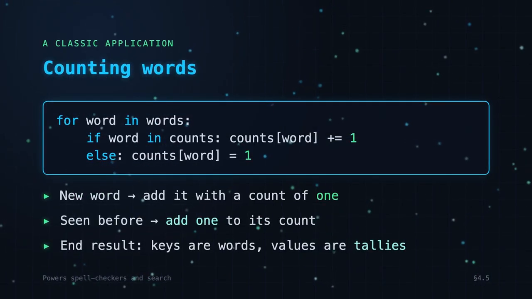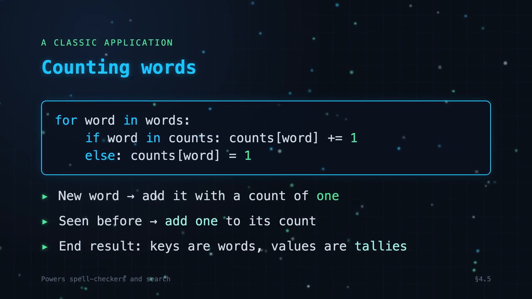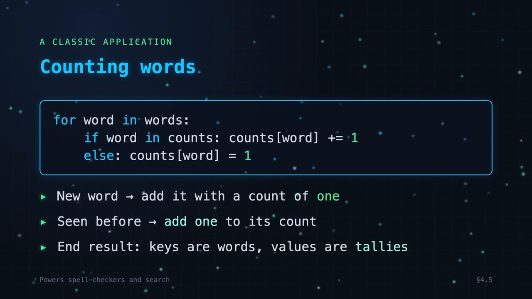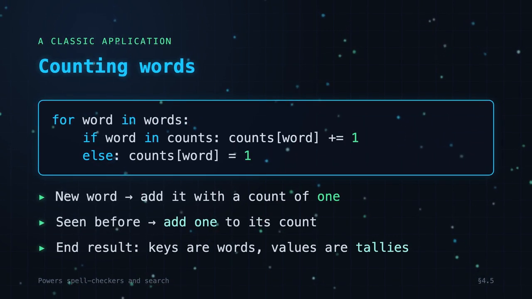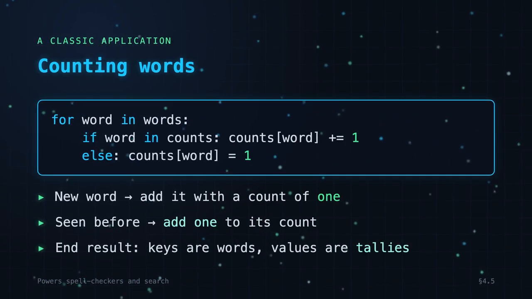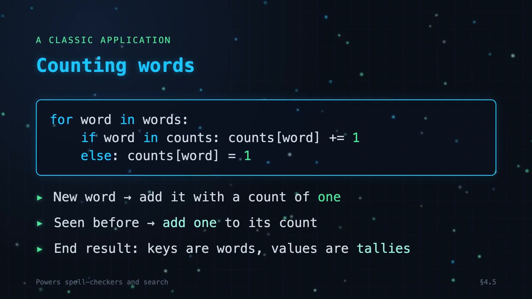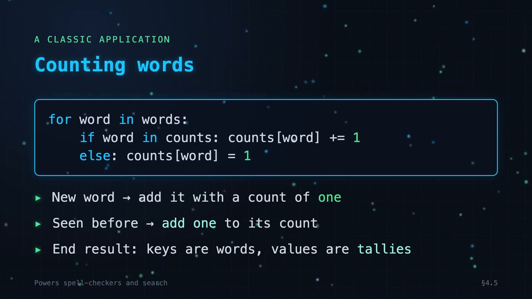Here's a classic use: counting words in a piece of text. We tidy the text, lower its case and split it into a list of words. Then for each word we check the dictionary. If the word is new, we add it with a count of 1. If we've seen it before, we add 1 to its count. When the loop finishes, every word is a key, and every value is how many times it appeared. A dictionary makes this almost effortless.